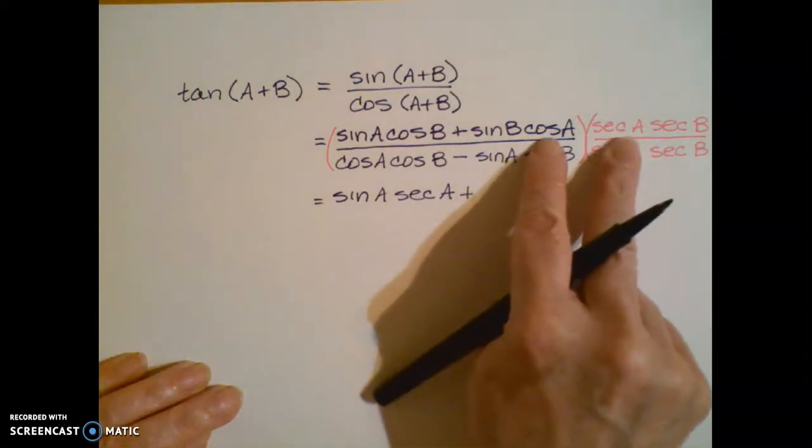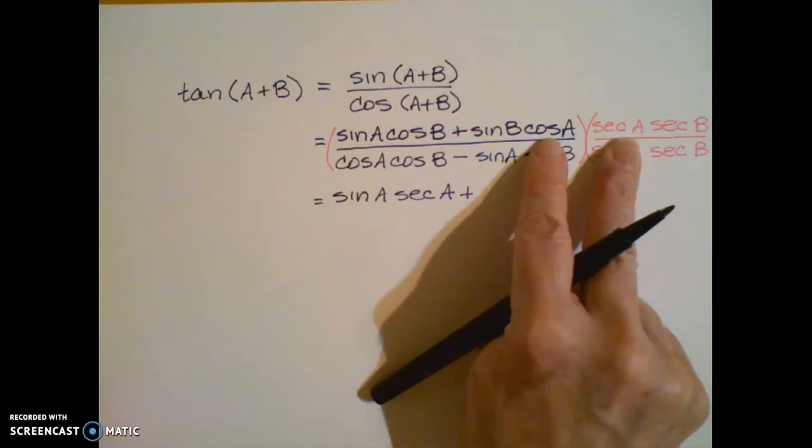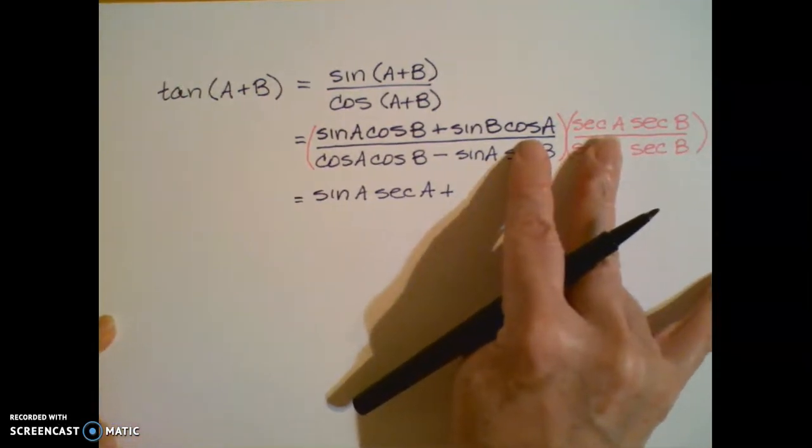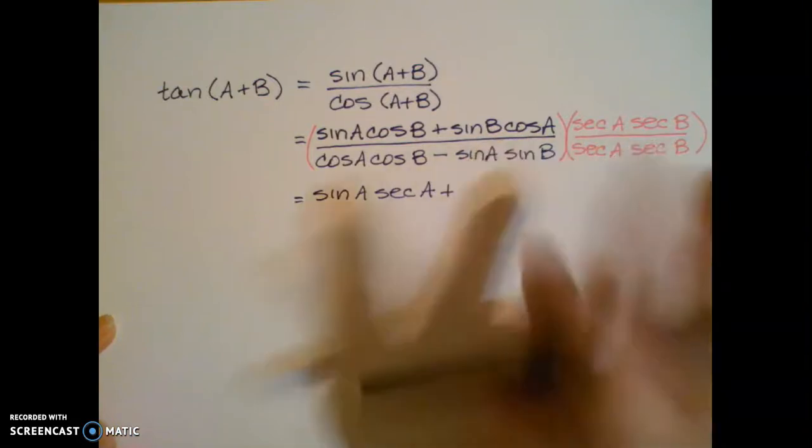Now notice in this case, the cosine of A and the secant of A, they're reciprocals, so those two multiplied together are going to produce a 1. So what we'd be left with in that case would be the sine of B times the secant of B.